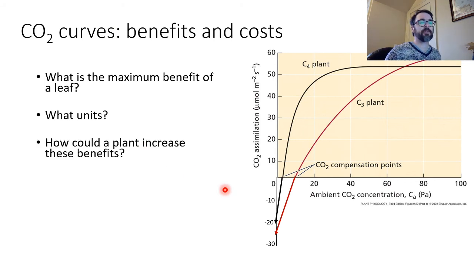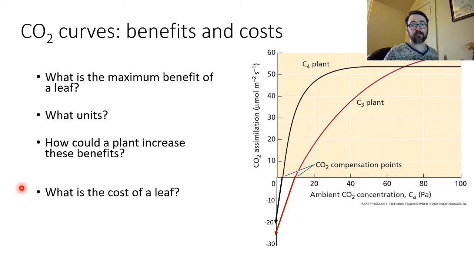How could a plant potentially increase the benefits that they get? And what is the cost of a leaf? Now, what is the maximum benefit and what is the cost? These are numbers that you should be able to pull off of this graph. And the units you can pull off the graph, and the numbers and the units should tell you something about how a plant might be able to increase its benefit. So go take the survey and we'll pick this up on the other side.